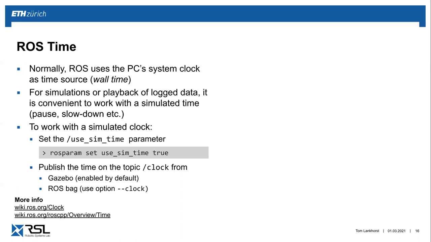To work with a simulated clock, you have to set the use sim time parameter to true. And we can use the ROS param set command to do this. The time will then be published on the clock topic. When you start Gazebo, it will be enabled by default because this is under the assumption that you are doing some simulation. And when you are working with ROS bags, which we will learn of shortly, then it's only enabled when you supply the option --clock.